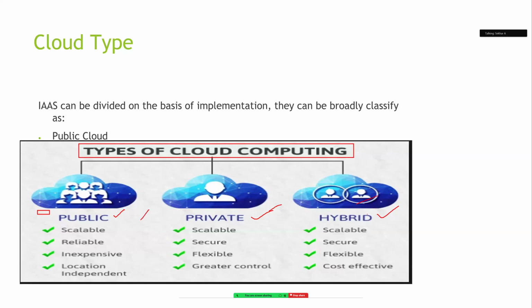Public, private, hybrid. Public, in the sense, the resources which can be accessed from anywhere in the world are called public. Note it down. Private, in the sense, the services which can be accessed within the corporate network are called private. Hybrid, in the sense, the combination of public plus private cloud is called hybrid cloud. This is the overview of Microsoft Azure and the types of services they provide.